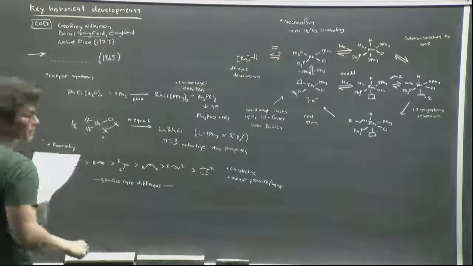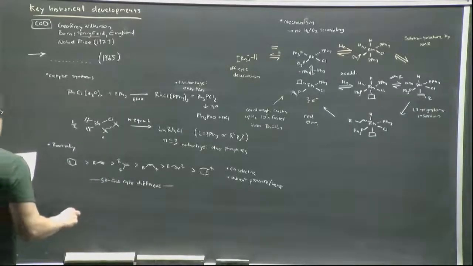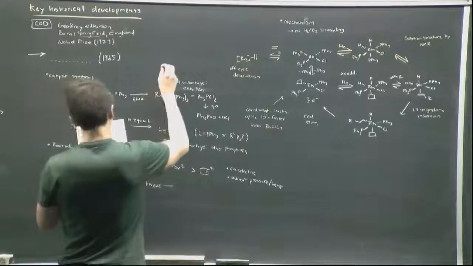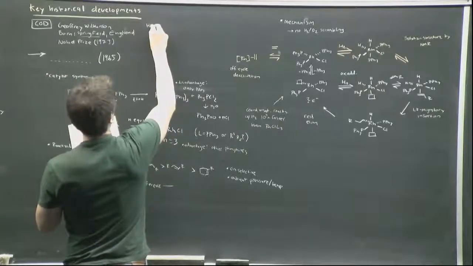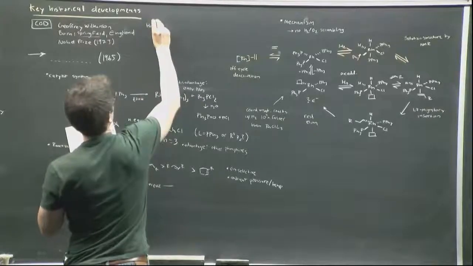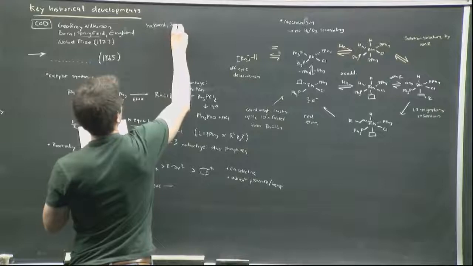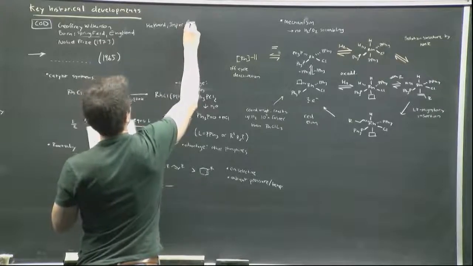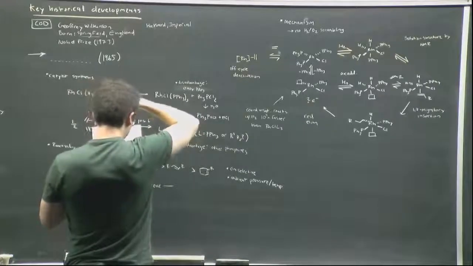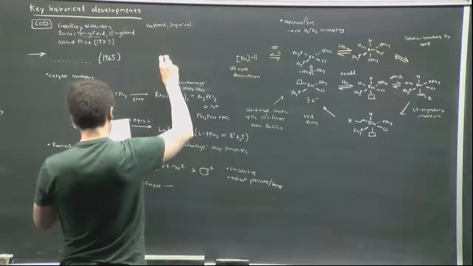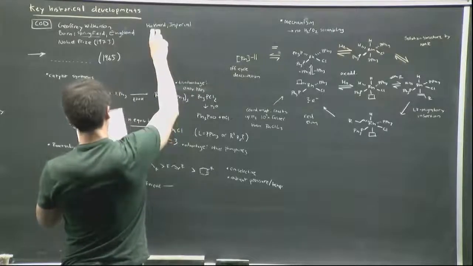Nobel Prize in 1973, as we learned, shared with Fischer for the structure of ferrocene. He did his work at Harvard and Imperial. He was one of the giants of his era. Some of his students include Al Cotton, for example, and Osborn, we'll see in a minute.